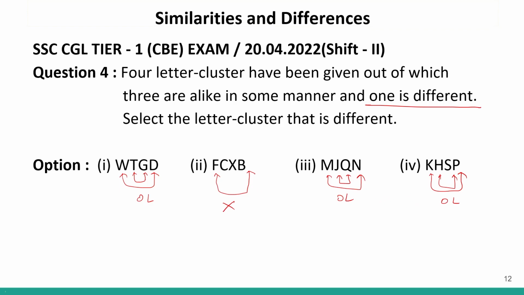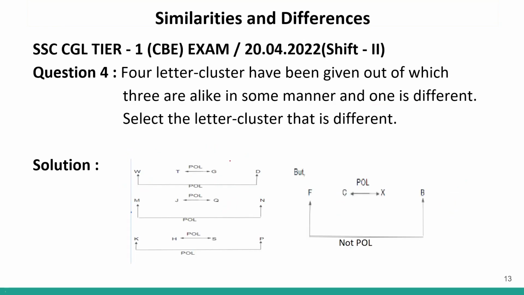So clearly you can see all these three terms have the concept of opposite letters in which the first and the fourth term are opposite letters and the middle terms are opposite letters. These pair and this pair. Only for F, C, X, B, I can see that even though C and X are opposite letters, F and B are not opposite letters. The opposite for F is U and the opposite of B is Y. So this particular term does not follow the logic. Hence, our answer will be option number 2, F, C, X, B.